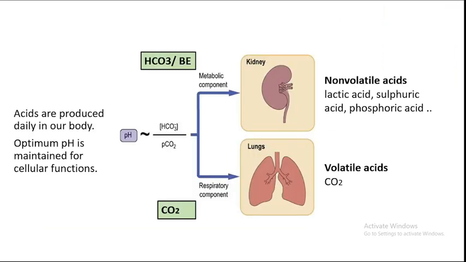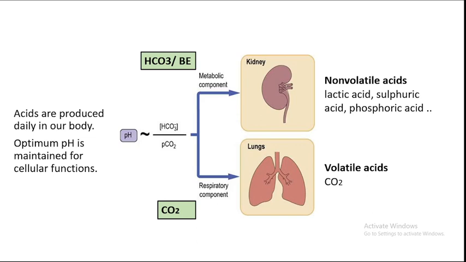Just to recap some basic physiology, our body is constantly producing a lot of acids, right? These acids can be categorized into two, volatile acids and non-volatile acids. Carbon dioxide, which can be easily eliminated by the lungs, is a volatile acid, and the other acids like lactic acid, sulfuric acid, phosphoric acid, all these are non-volatile acids, which are mainly metabolized, excreted and handled by the kidney, right?